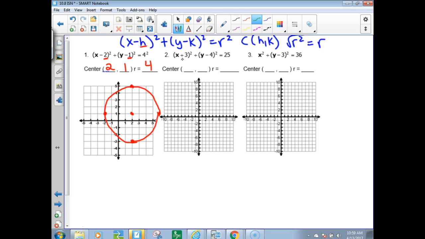This one says plus 3 here, but the formula says minus, so it's the opposite of that. It would be negative 3. This says minus 4, so it's not changed because the formula says minus k, then k would be 4. r squared is 25, so to get r, we have to do the square root of 25, and that would be 5.